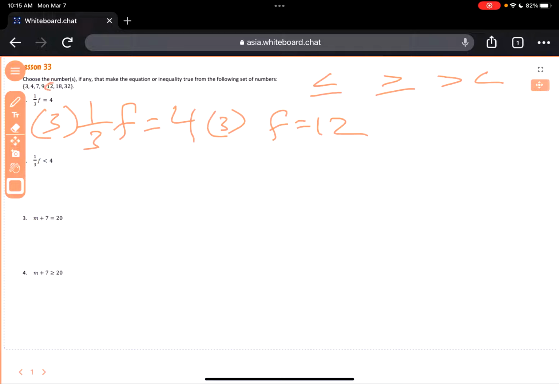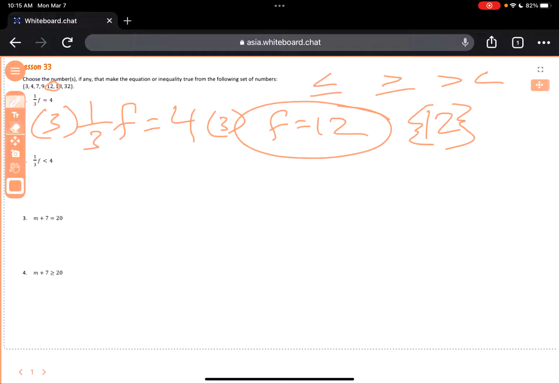And that is in our list up here. So the answer is 12. Okay? That's a little tricky. That's how you want to do it. Whenever you see 1/3 of F, do the opposite. Let's divide by 1/3. But when you divide by a fraction, you're also flipping and multiplying. So just remember, to get rid of that denominator, I want to multiply by 3.